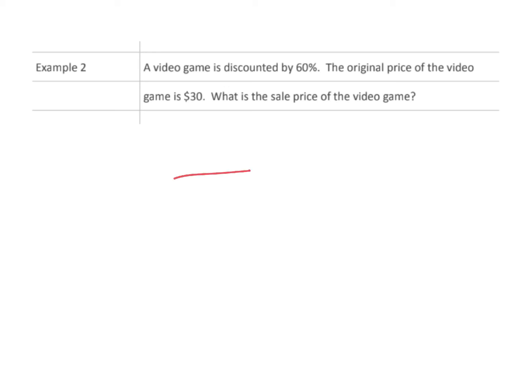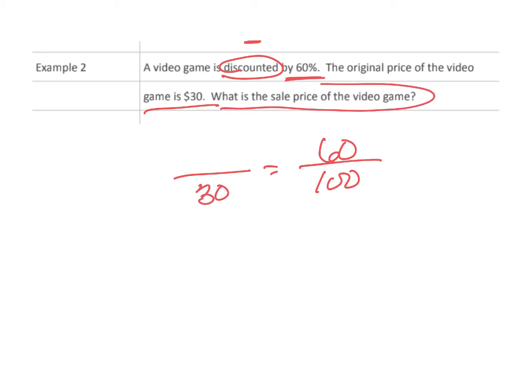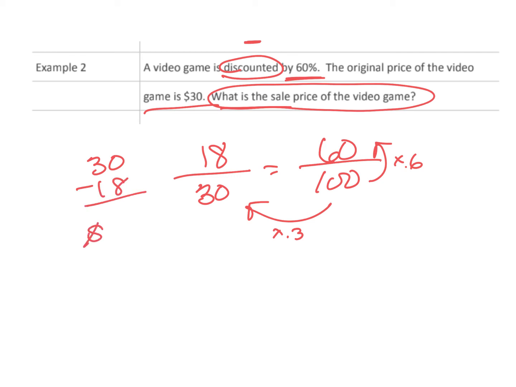So let's try this one. And again, I'm going to start with our percent proportion. A video game is discounted by 60%. Well, 60 is going to go over 100. It's discounted, so I'm going to subtract it. The original price of the video game is 30. That's going to go on the bottom. I want to know what is the sale price, so that means I'm going to subtract it. So let's find it first. We're going to multiply by 0.6, or I can go this way and multiply by 3/10. Either way, I'm going to get $18. So now I'm going to do 30 minus that 18. I'm selling that video game for $12.